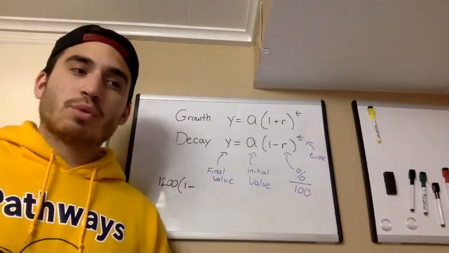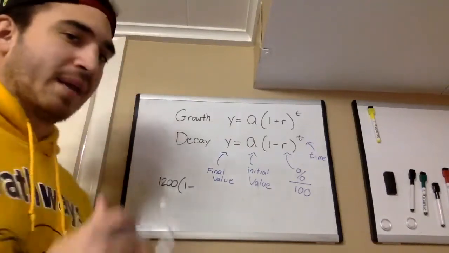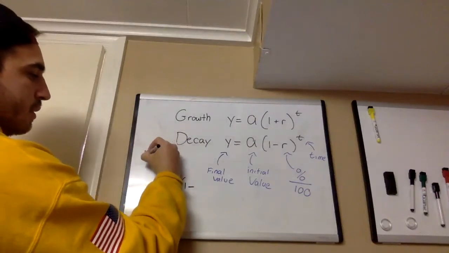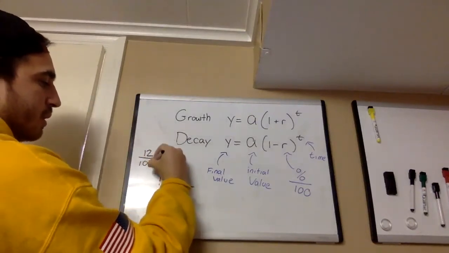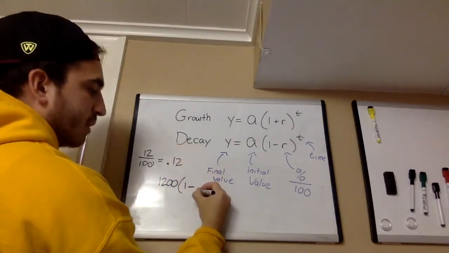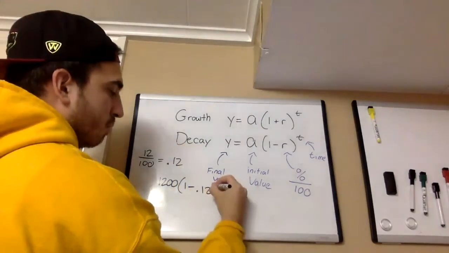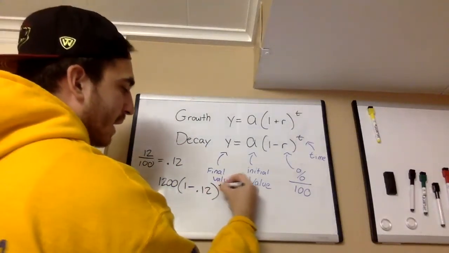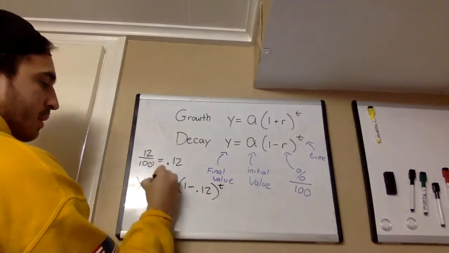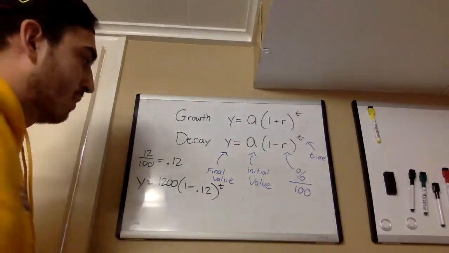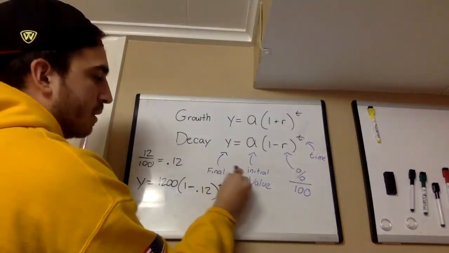So if I want to show 12%, remember I take my percent and I divide it by 100. So I take the 12 and I divide it by 100. So that's going to give me 0.12. So my r value is going to be 0.12. And since I did not give you a time yet, this is just going to be t as your exponent. So this is the equation of my scenario. So that is part one.